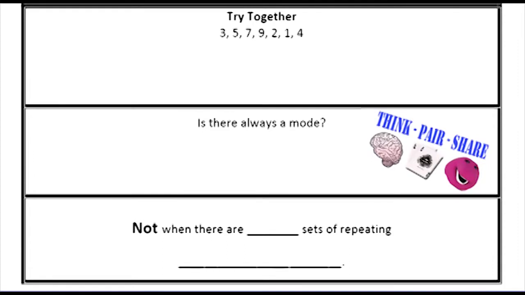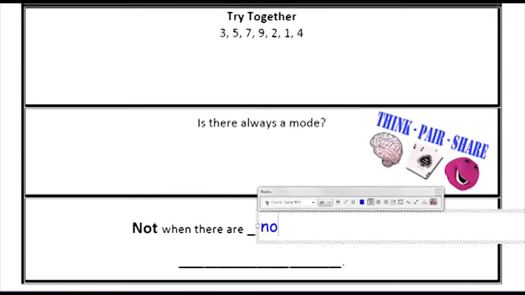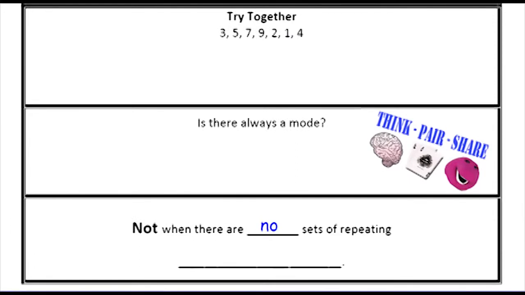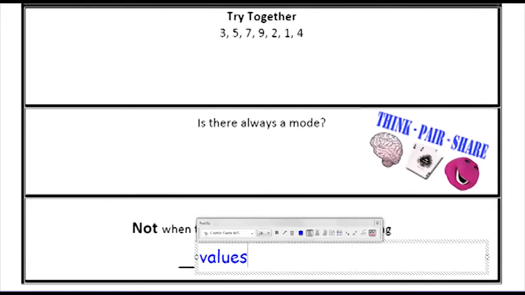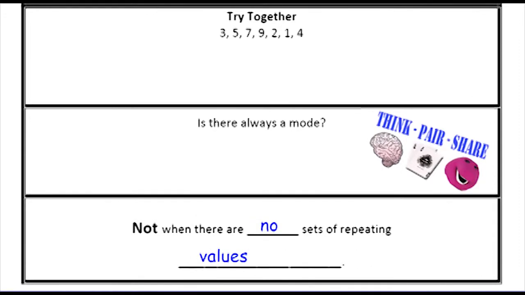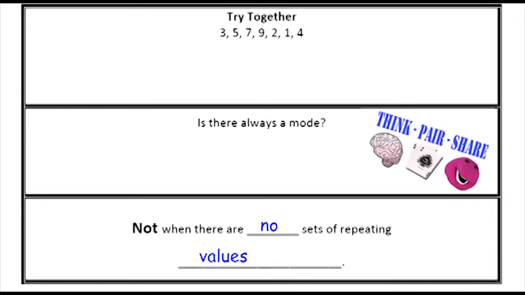Now, to give you an answer up front, can there always be a mode? Not when there are no sets of repeating values. If no values repeat, you can't have a mode. You can't have a most. If every value is repeated an equal amount, there's no most. So therefore, there's no mode.